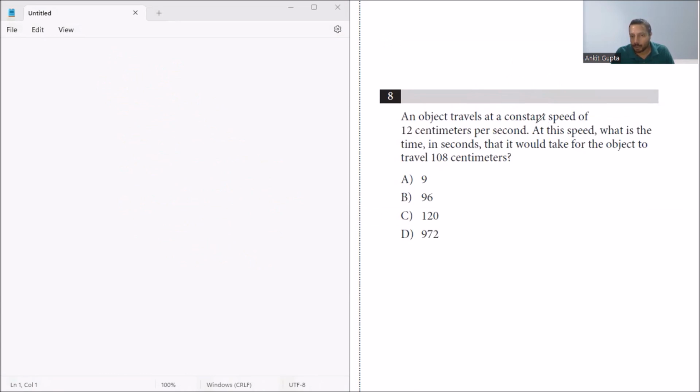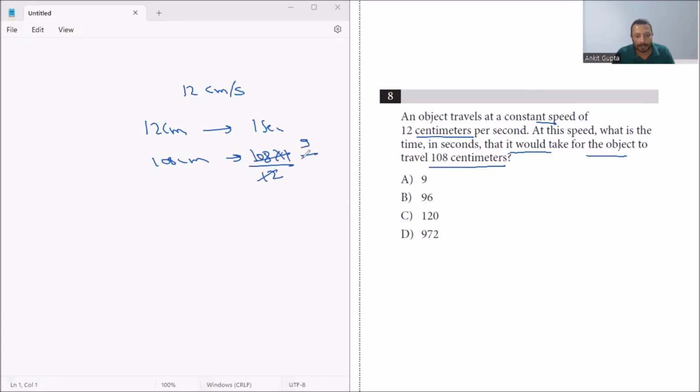An object travels at a constant speed of 12 centimeters per second. So speed is 12 centimeters per second. At this speed, what is the time in seconds that it would take for the object to travel 108 centimeters? So 12 centimeters, it is able to travel in 1 second. That means 108 centimeters, it will be able to travel in 108 multiplied by 1 divided by 12, and that will be equal to 9 seconds, right? So the answer will be option number A.